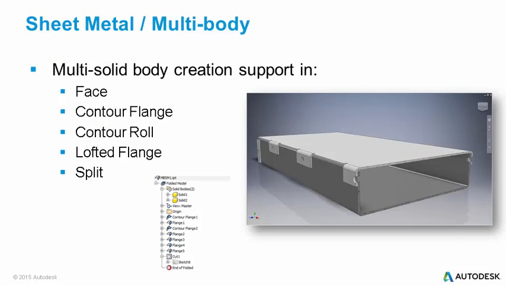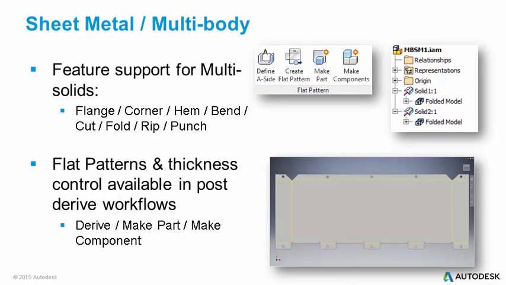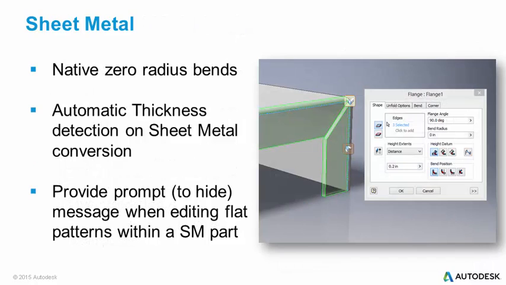With Inventor 2016, the Sheet Metal Environment now supports multi-body functionality. This functionality applies to many of the features that we use in sheet metal: face, contour, flange, the contour roll, and lofted flange tools, as well as the split function. With the addition of support for multi-bodies in the sheet metal environment, many of the sheet metal features now also support multi-body solids, and flat patterns and thickness controls are available in the post-derived workflows like make part and make components.